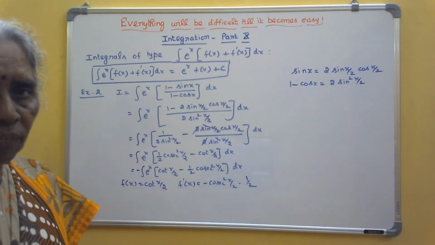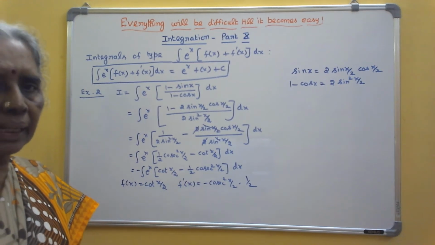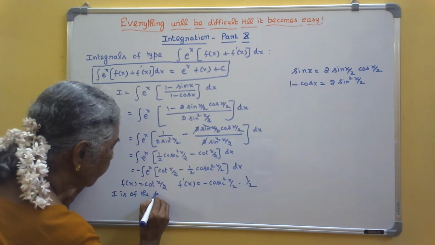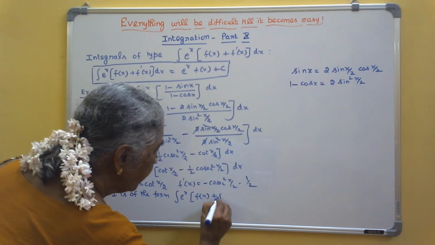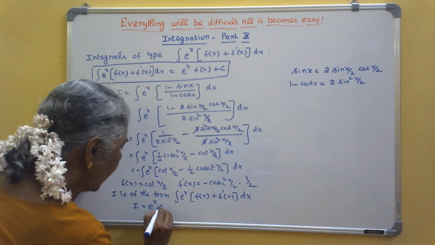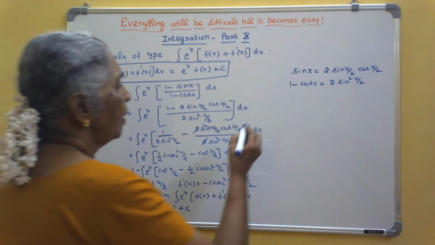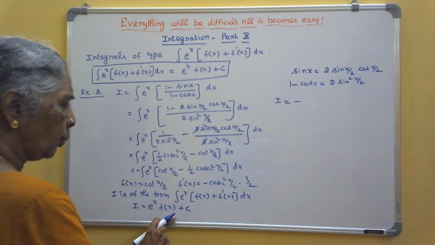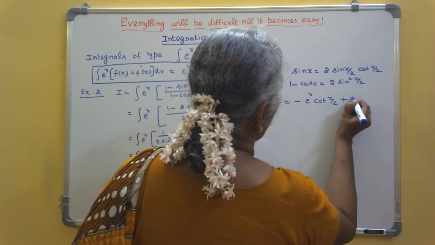So the I is of the form integral e power x into (f of x plus f dash of x) dx, correct? So you know I is equal to e power x f of x plus c, right? Don't forget the minus there. So now I will write that minus, then e power x into f of x, which is cot x by 2. E power x into cot x by 2 plus c.